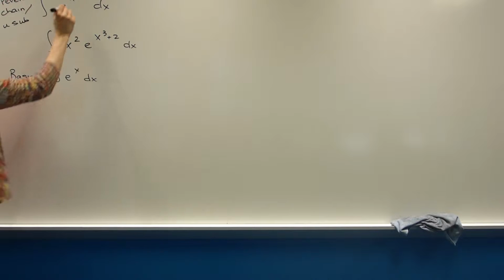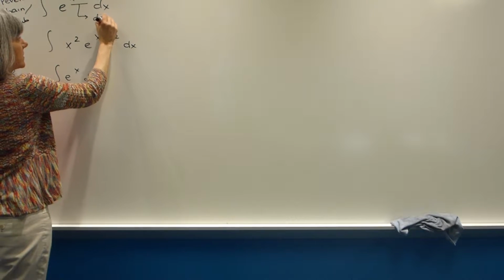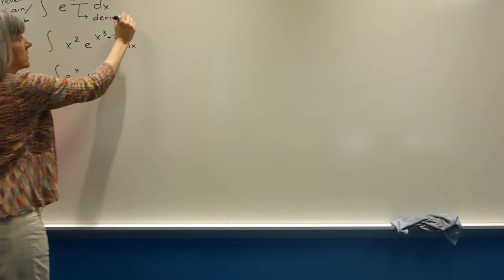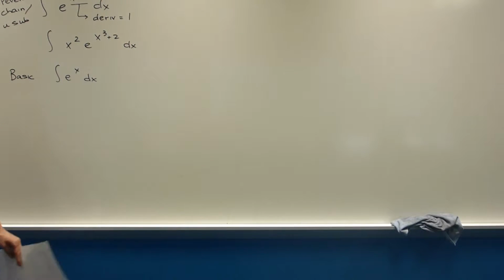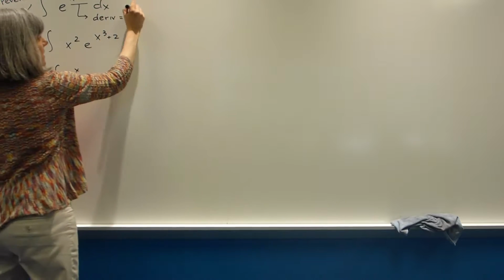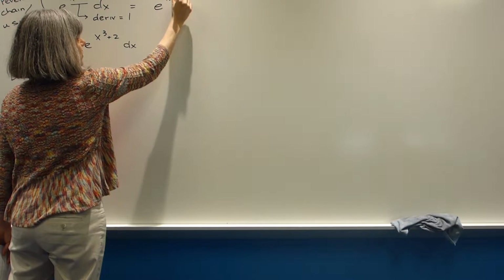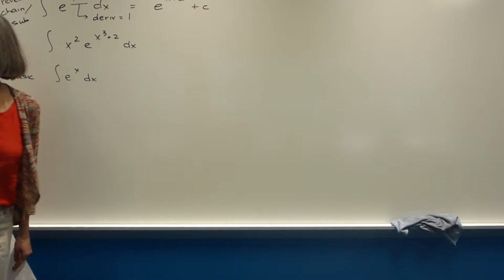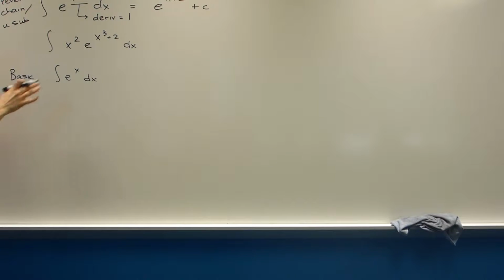So the important part here is we're finding the derivative. So the derivative of this is 1. Do I have that? Yes. I always have that. So that means the antiderivative of this, then E is just itself, plus C. So that's easy. All right, so let's look at this one.